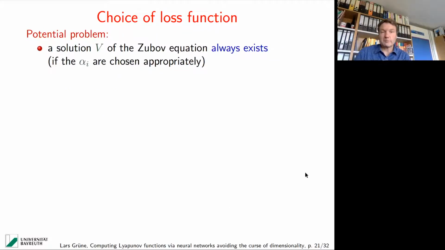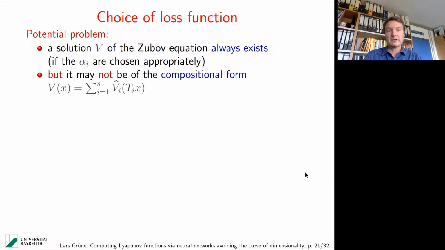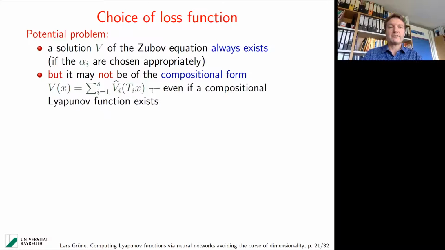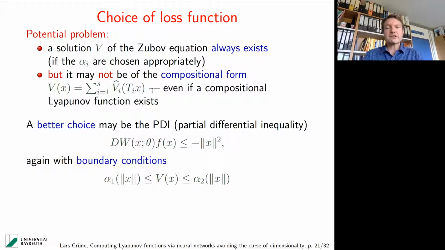Yeah, there's a potential problem. One can prove that a solution V of this Zubov type equation always exists, but it may not be of the desired form, which is easy to represent by the neural network, right? So even if a compositional Lyapunov function exists, this compositional Lyapunov function may not be the solution of the Zubov equation. So it may actually be better to give the algorithm a bit more freedom to find the Lyapunov function.